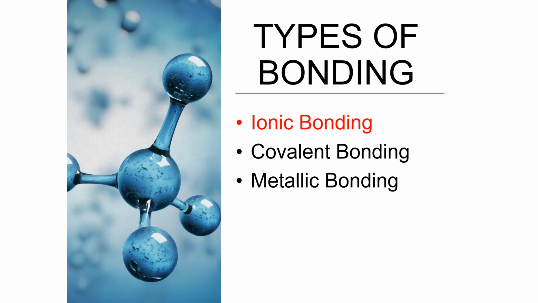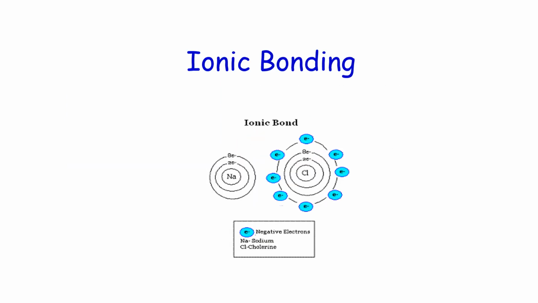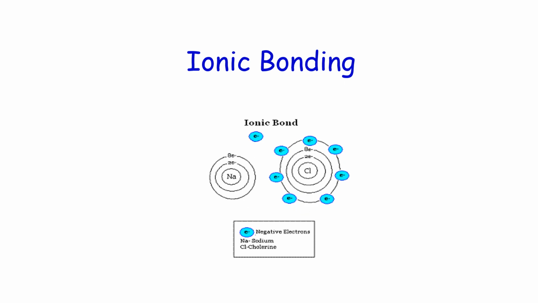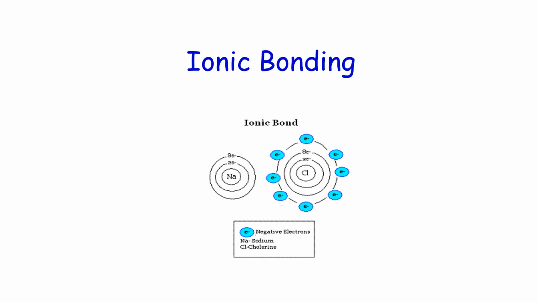Now there are 3 different types of bonds. We have the ionic bonding, covalent bonding, and metallic bonding between the atoms. Today we'll start off by looking at the ionic bonding. Now, as you might have already guessed by looking at the name Ionic, this has something to do with the ions. And if you look at this picture here, what we see is that we have a sodium atom, and the sodium atom is losing one of its electrons. And then we have a chlorine atom, and the chlorine atom is gaining that electron. So remember what happens when an atom loses or gains an electron? It becomes an ion, right?